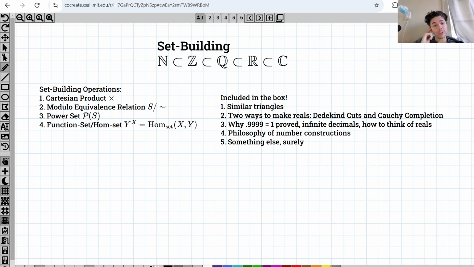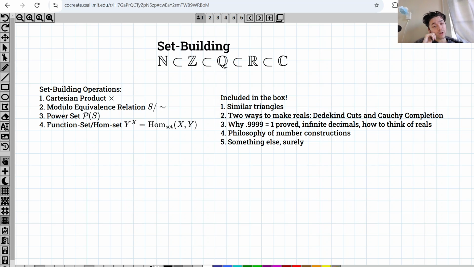All right, now we're going to do every single set building operation. Earlier, I should have had a video going over how to take subsets of sets, unions, things like this. Now we're going to go over all the operations you find in mathematics, where you start with smaller sets and you build new sets or bigger sets. And the key operations we're going to go over are Cartesian product, taking modulo an equivalence relation, power set, and function set and Hom set.